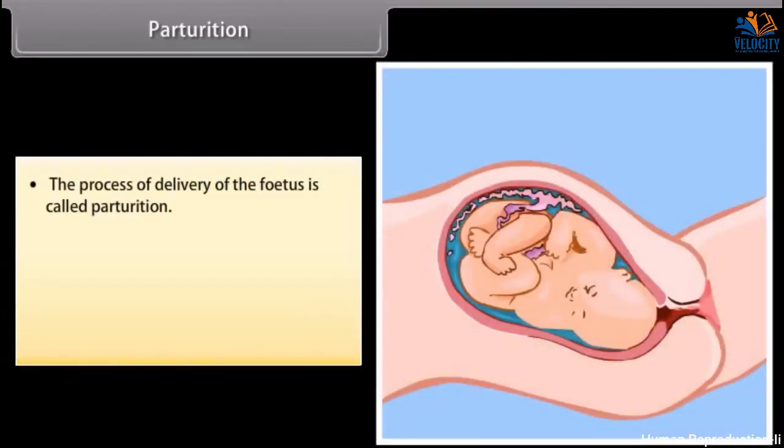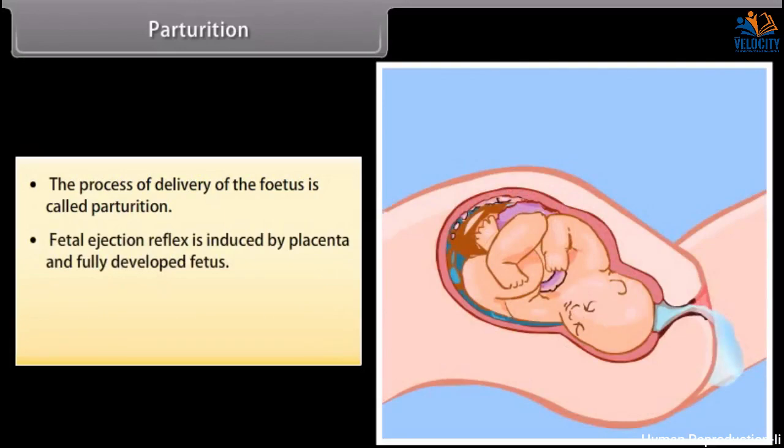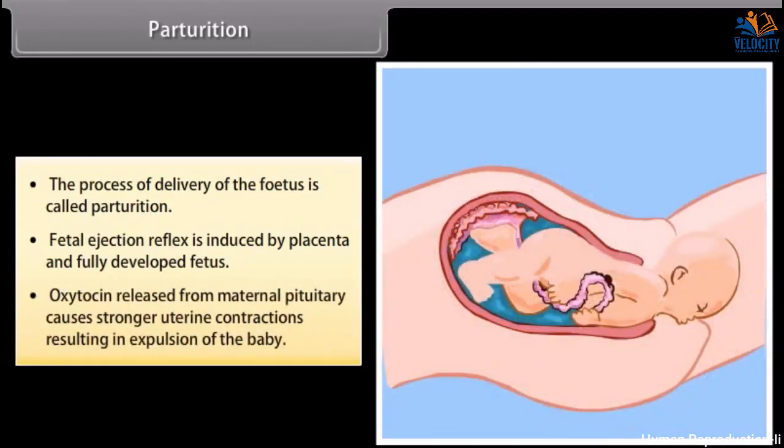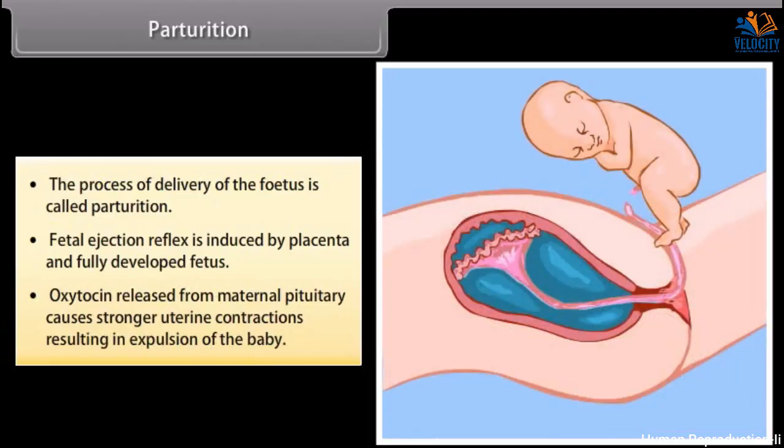Parturition. The process of delivery of the fetus is called parturition. Fetal ejection reflex is induced by the placenta and fully developed fetus. Oxytocin released from the maternal pituitary causes stronger uterine contractions, resulting in expulsion of the baby.